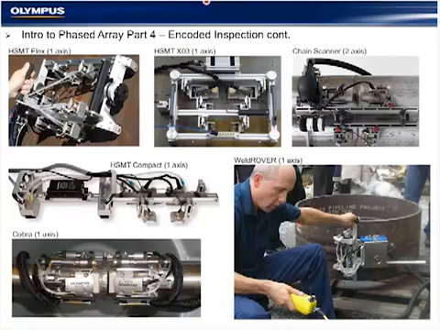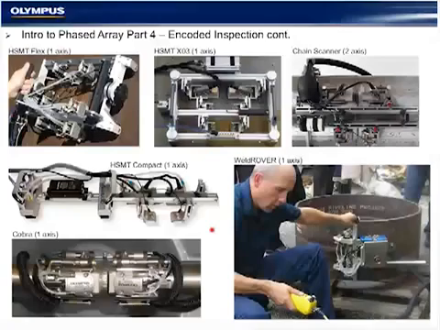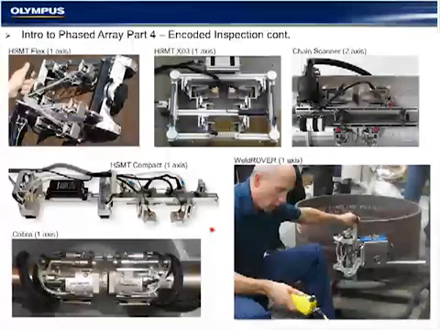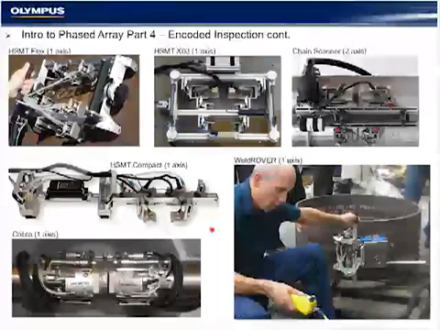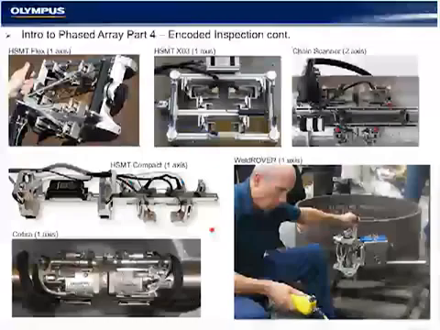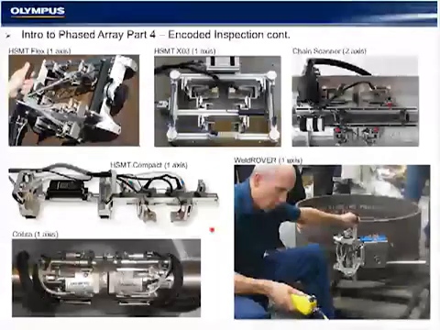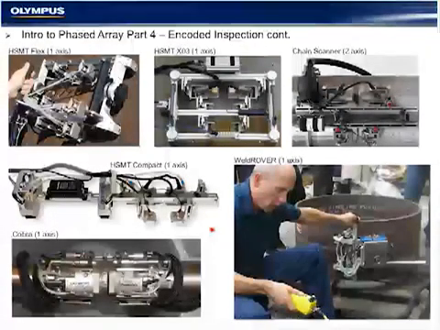Moving back to our presentation. And again, that was just a brief overview of some of the types of scanners in the Olympus catalog and some of the vendors that we use as well. They all are configured exactly the same. They only differ in size, shape, and the geometry that they are designed to inspect.